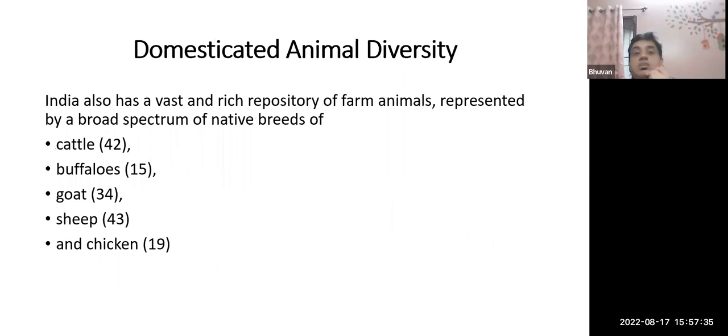Then here we will talk about the domesticated animal diversity which can be found in India. In India, we can see 42 breeds of cattle, 15 breeds of buffaloes, 34 breeds of goat, 43 of sheep, and 19 breeds of chicken.